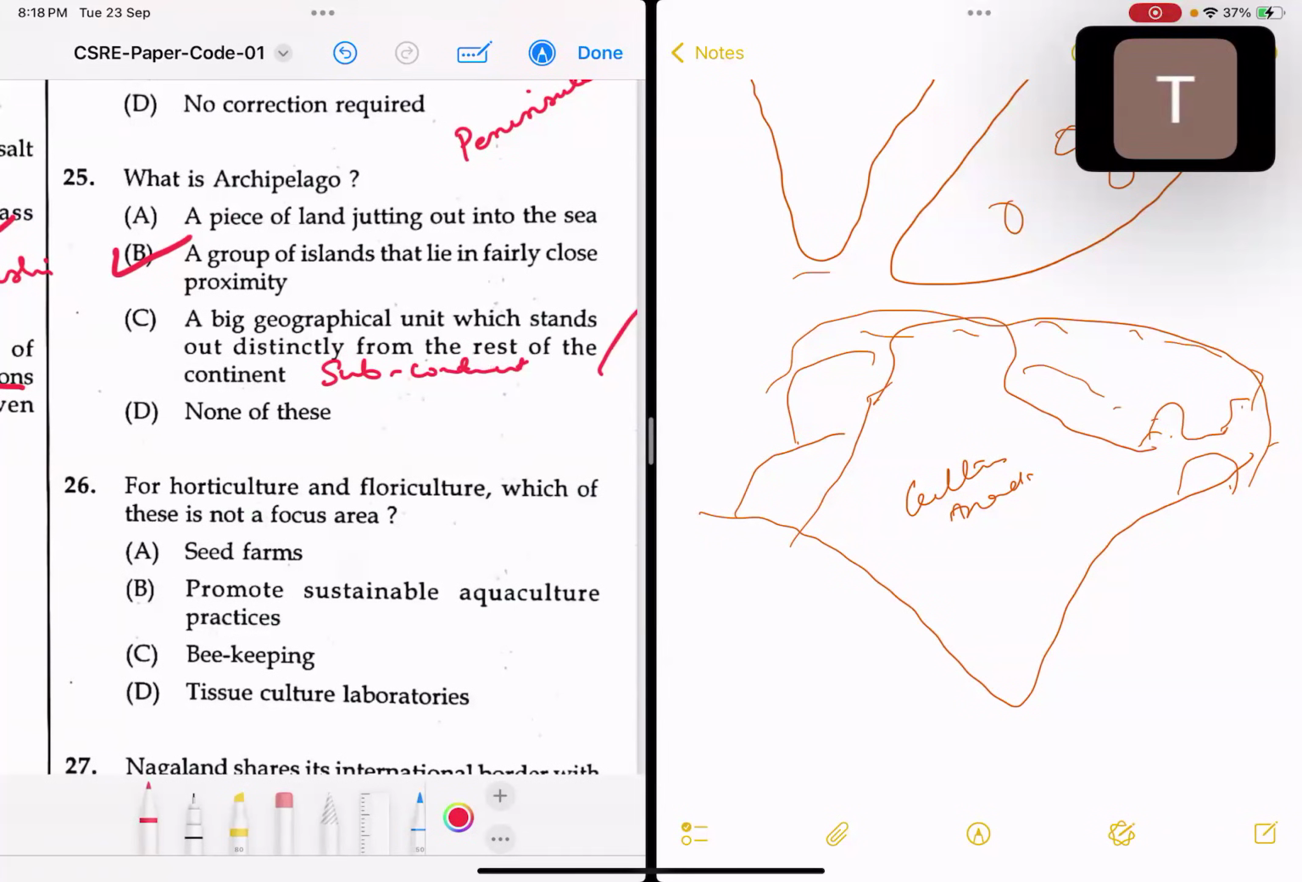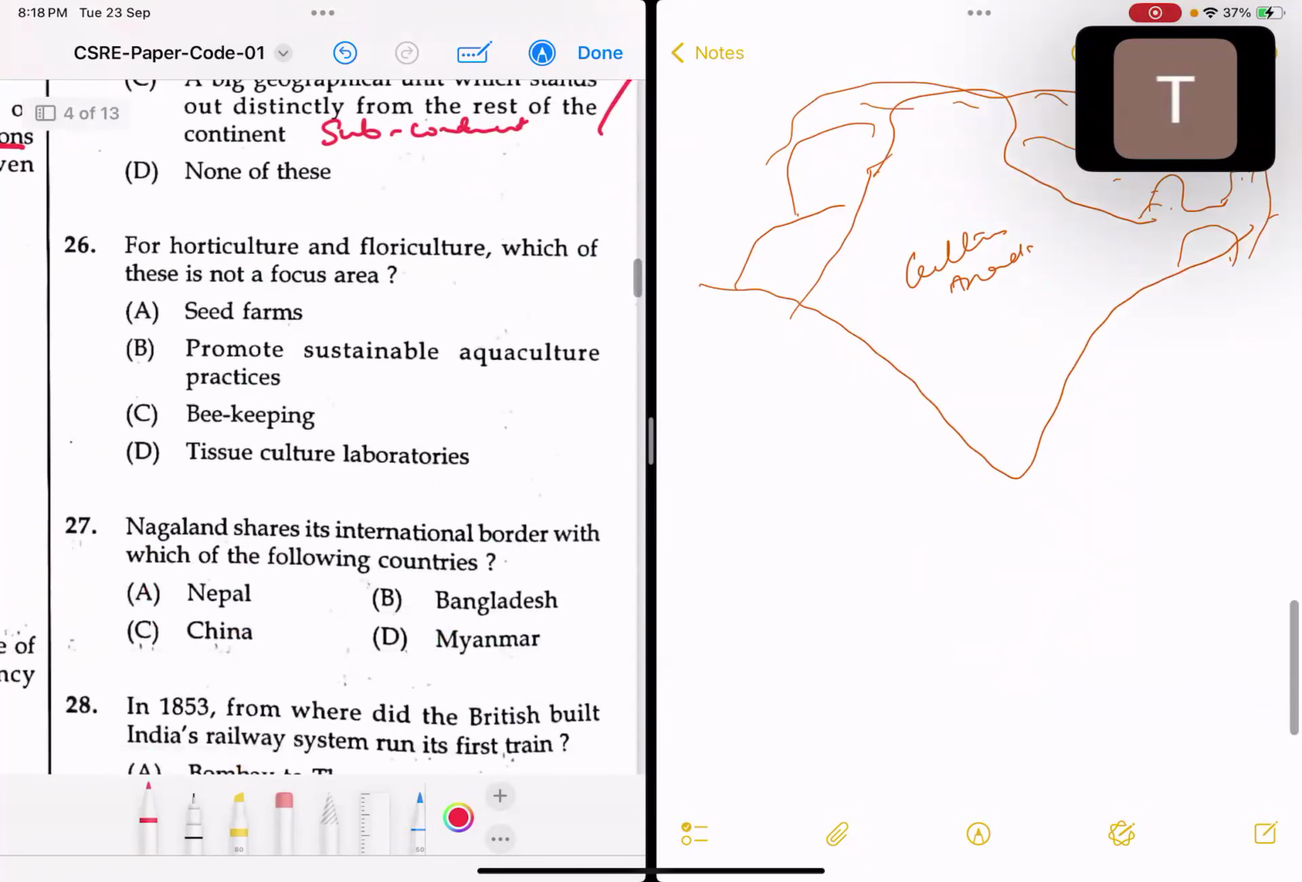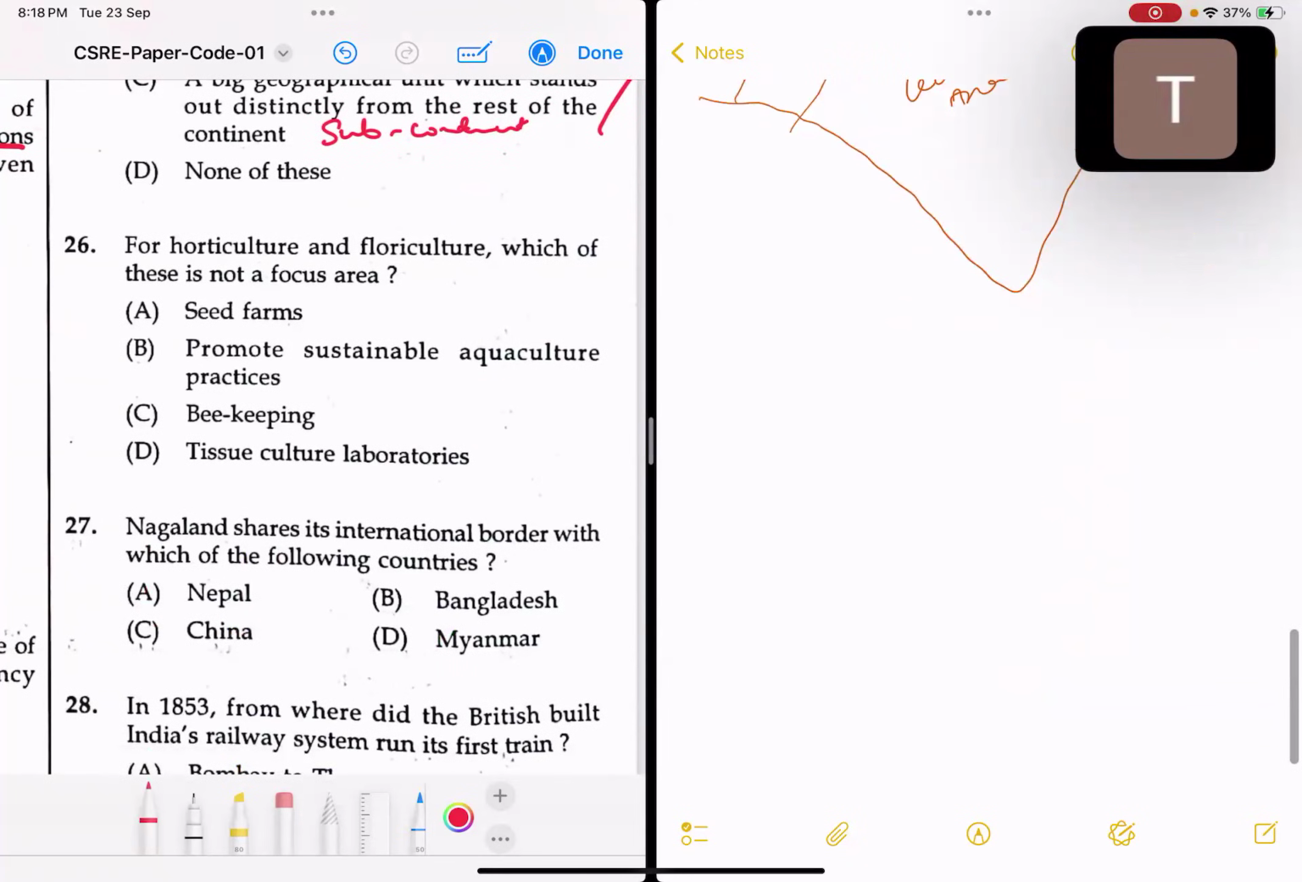A big geographical unit which stands out distinctly from the rest of the continent is often regarded as the subcontinent. Now let's come to question number 26. For horticulture and floriculture, which of these is not a focus area? When you say horticulture, it simply means the cultivation of plants, or fruits, or flowers, ornamental plants, vegetables. All these things together constitute horticulture. Now, horticulture in itself is divided into three more sections.